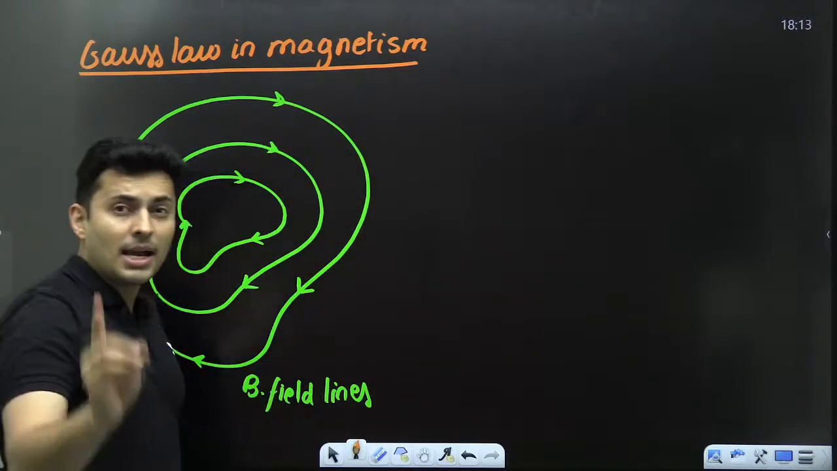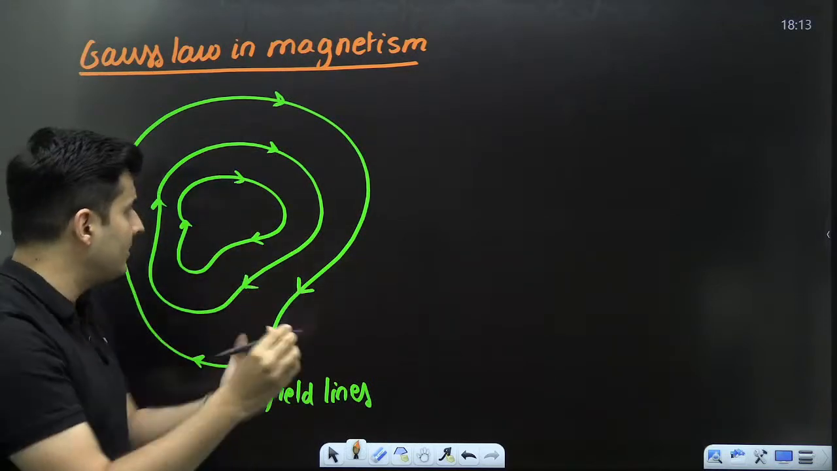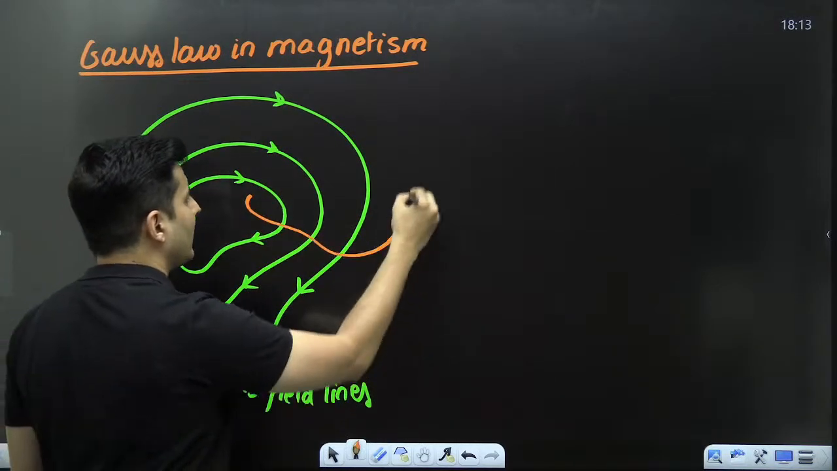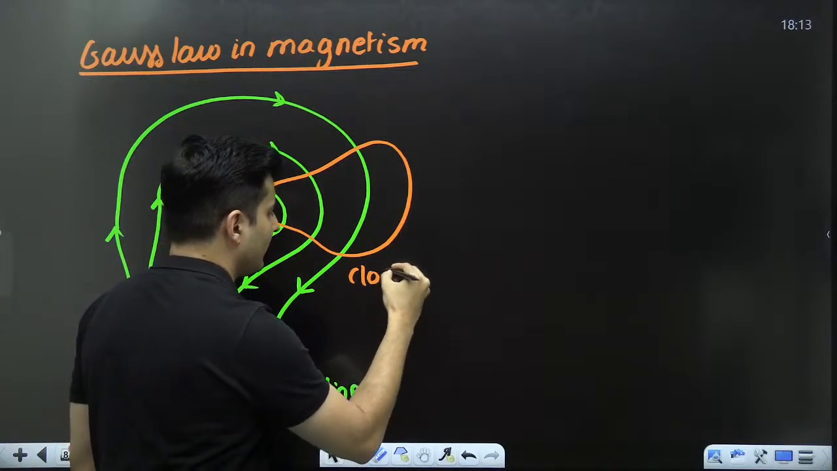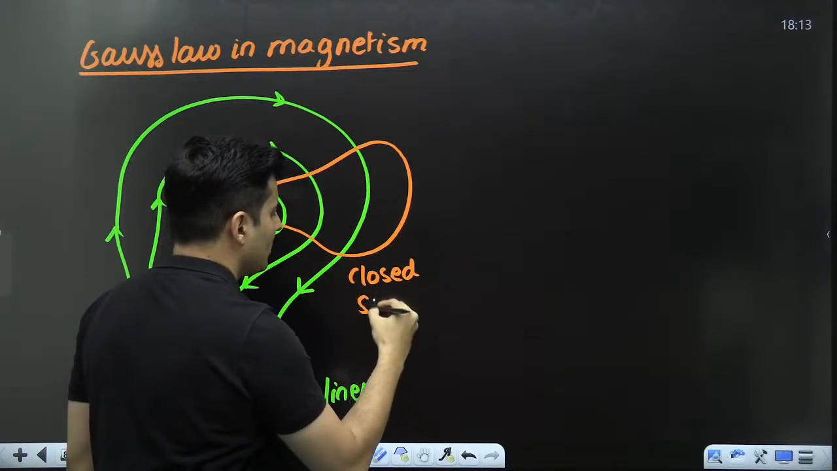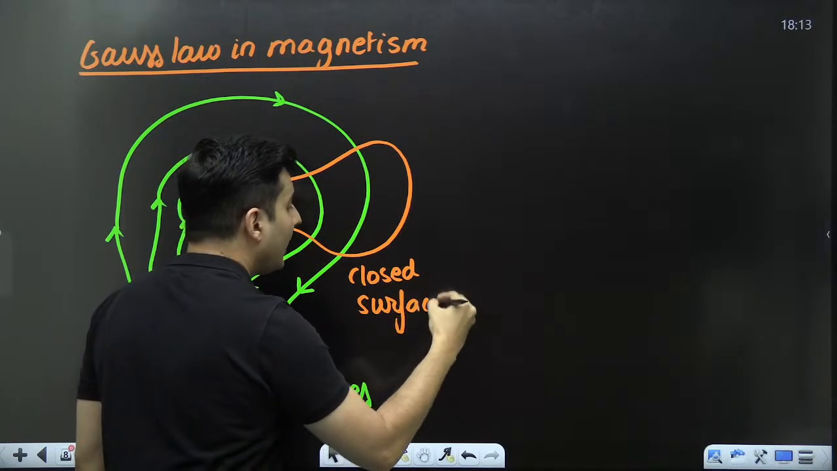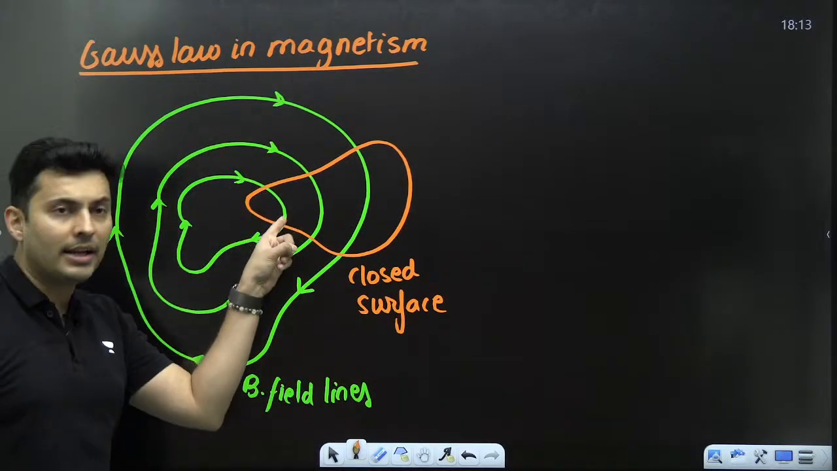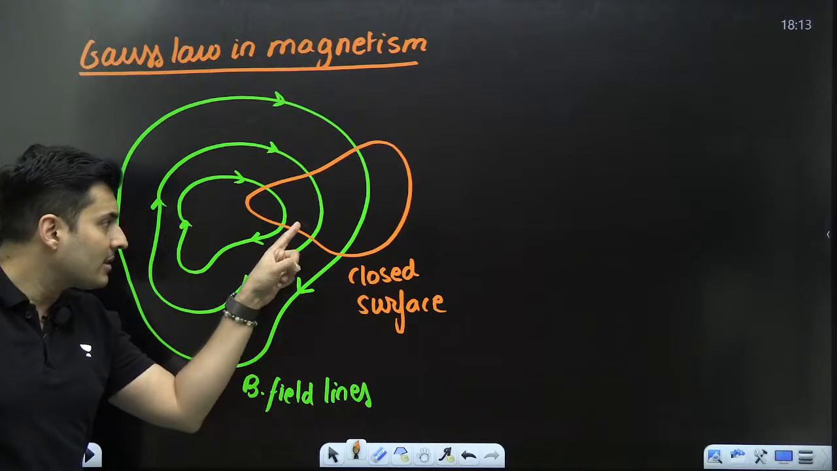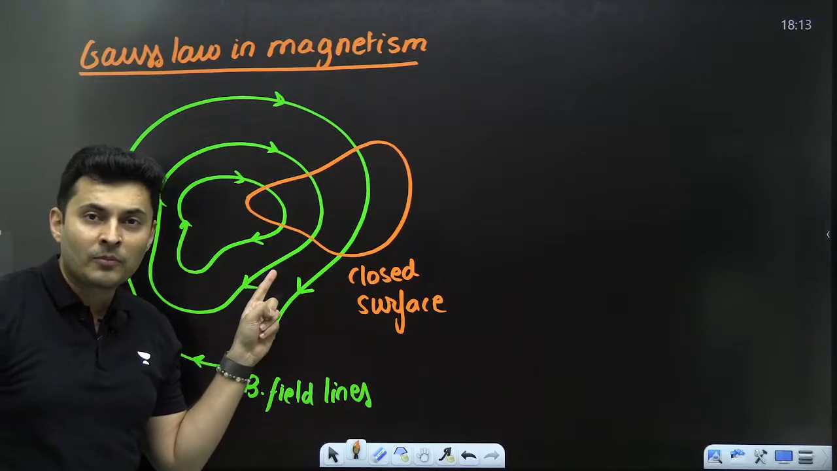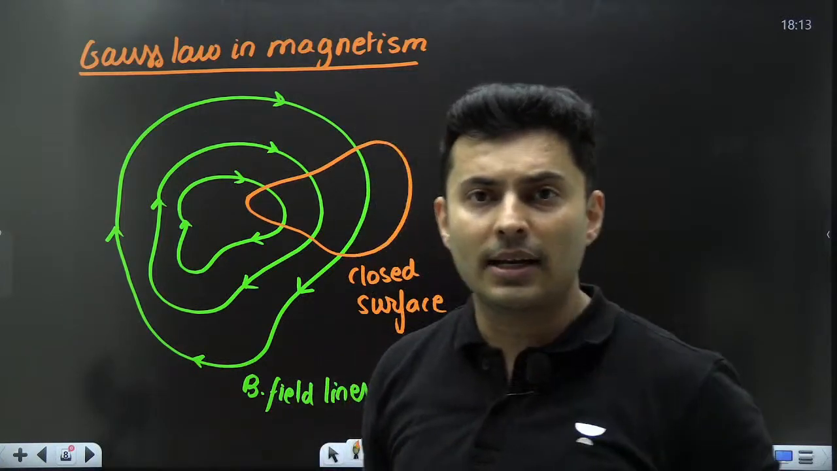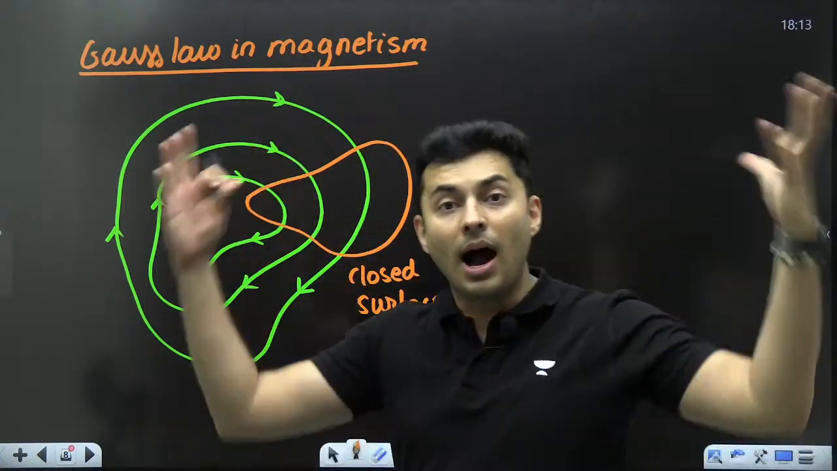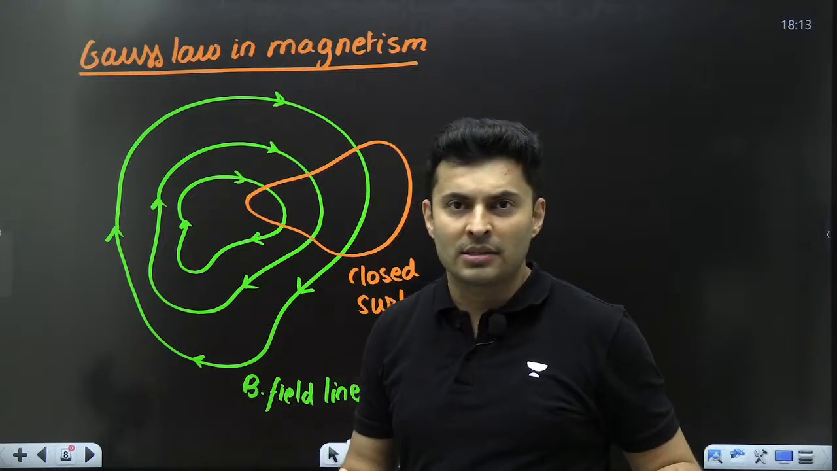Just imagine this. I am taking a closed surface. Maybe this is my closed surface. Can you see there are some field lines entering in? Can you see there are some field lines coming out? Field lines which enter in contribute to negative flux. Field lines which come out contribute to positive flux.